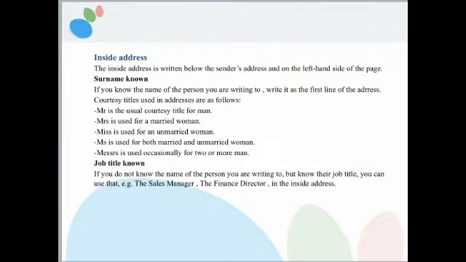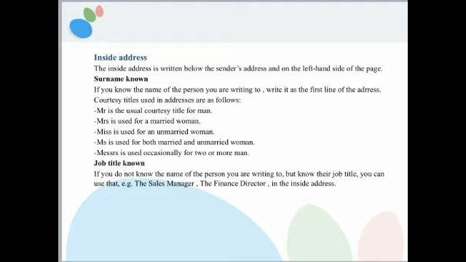Inside address. The inside address is written below the sender address and on the left-hand side of the page. Surname known. If you know the name of the person you are writing to, write it as the first line of the address. Courtesy titles used in addresses are as follows.